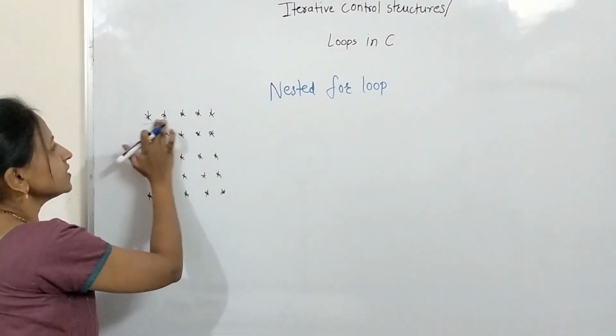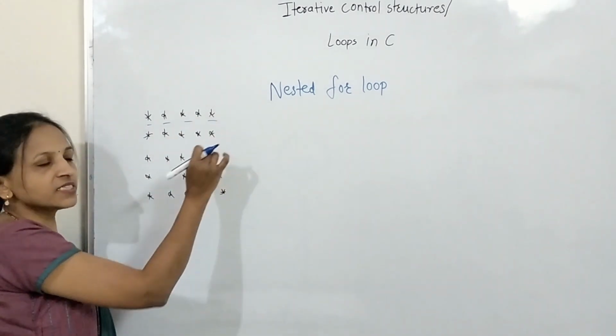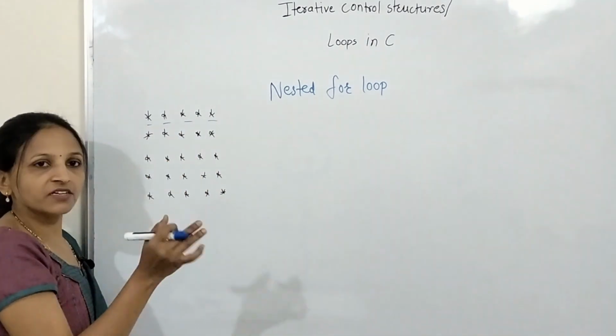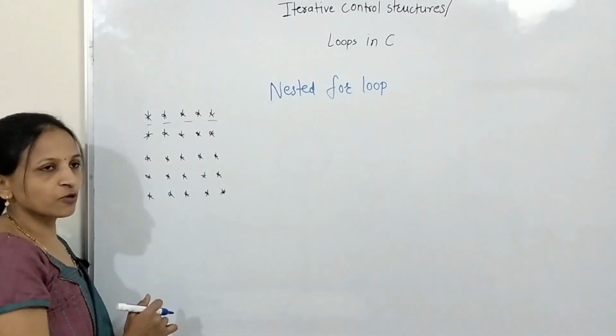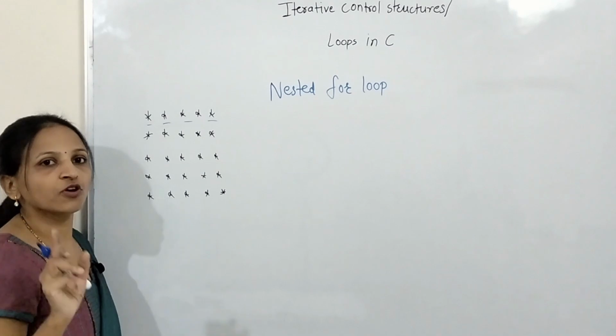We have displayed this star here 5 number of times. Again we have repeated the same thing. Again we have displayed that 5 number of times. Again displayed 5 number of times. To display these 5 stars, we will use one for loop.